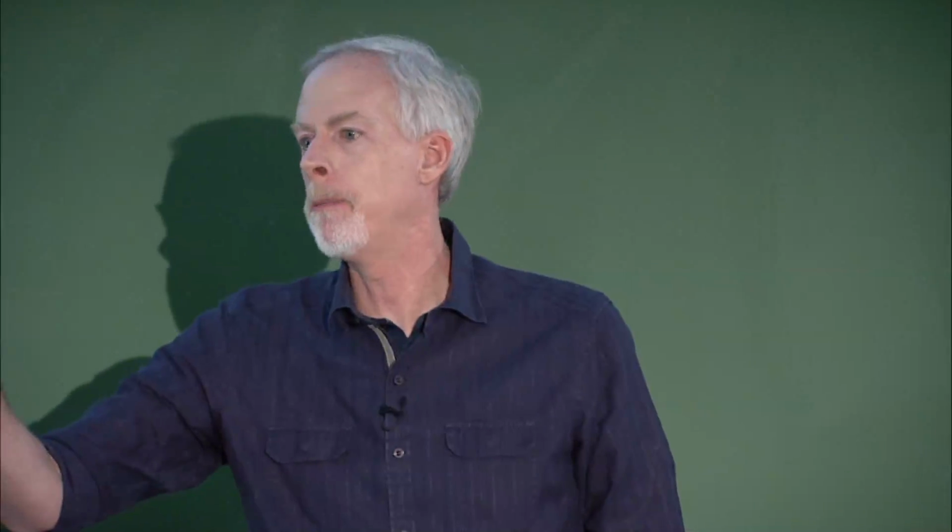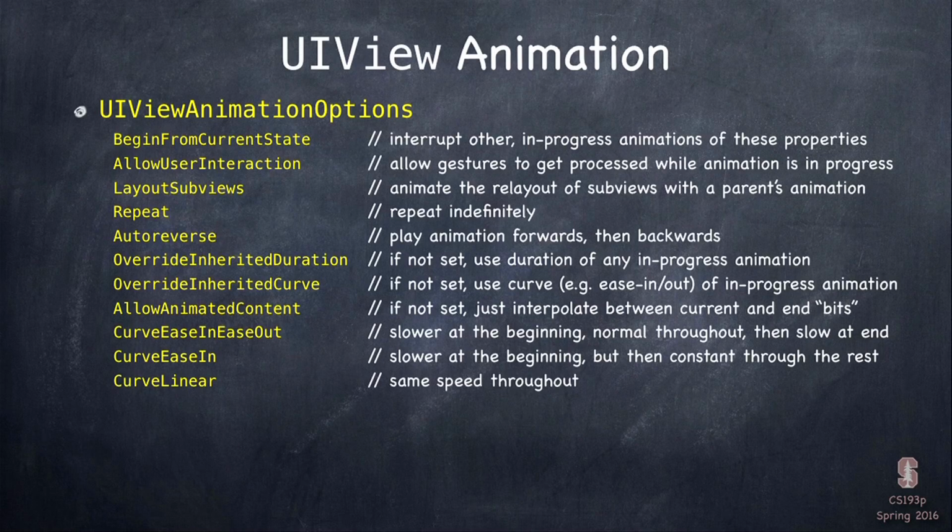So if you don't have begin from current state, then this new one is going to use the real world one, and it's going to be going to half transparent, back to 0, up to 1. Because if you don't put that begin from current state, it pays no attention to what's going on in the animation world. Allows user interaction, exactly what you think. Can you put a gesture? You've got some view flying across the screen. Can you touch on it while it's moving?